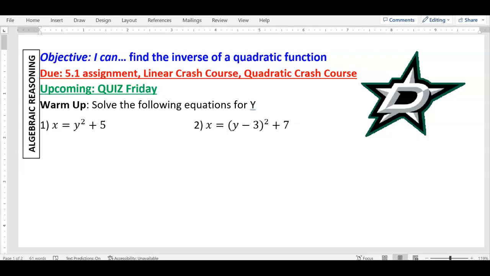Does everyone see what's been due? Everything besides the quadratic crash course assignment is in the grade book, and whatever you turn in on Friday, I'm still working on getting into the grade book. So does everyone see right here in green that we're having a quiz on Friday over this stuff we're learning today? So again, if you want to do well on Friday, you've got to prepare, right?